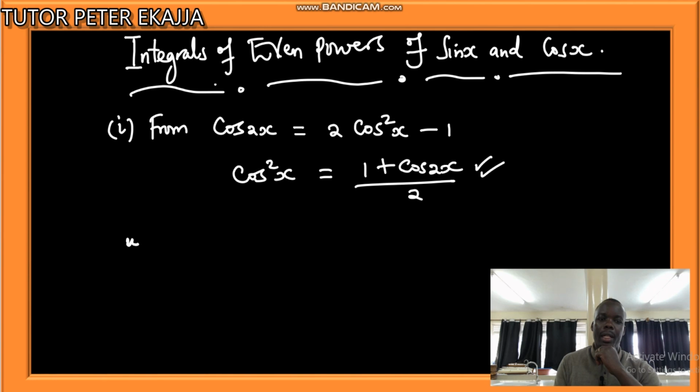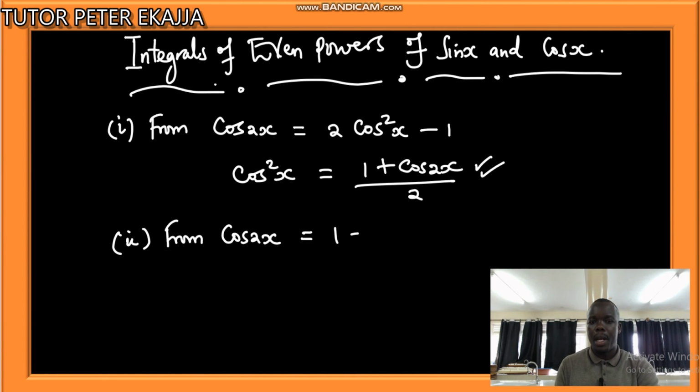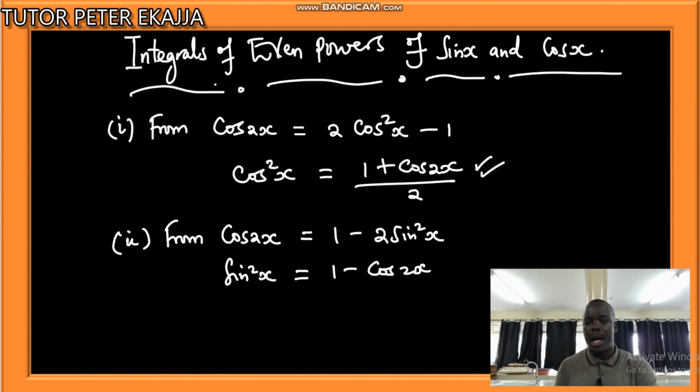Then the other one that we need to know is that if I also have cos of 2x again, which can as well be written as 1 minus 2 sine squared of x from double angles, then sine squared of x is definitely going to be 1 minus cos of 2x divided by 2. Now, once you know this, it becomes so easy for you to handle integrals which have even powers, as long as they are even powers of sine x and cos x.